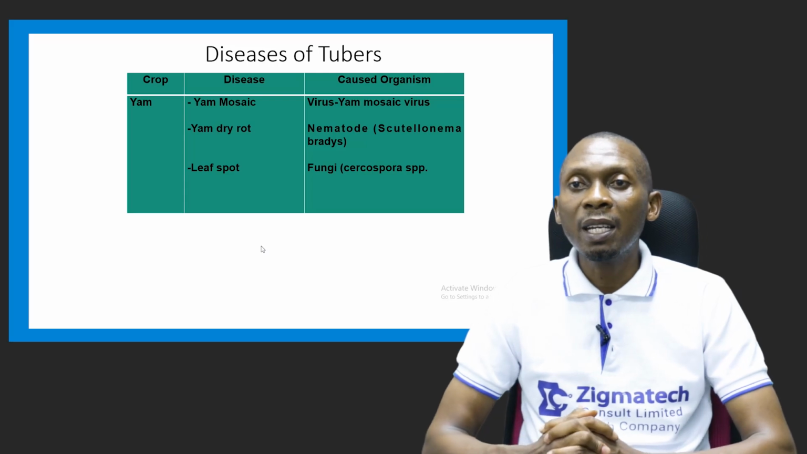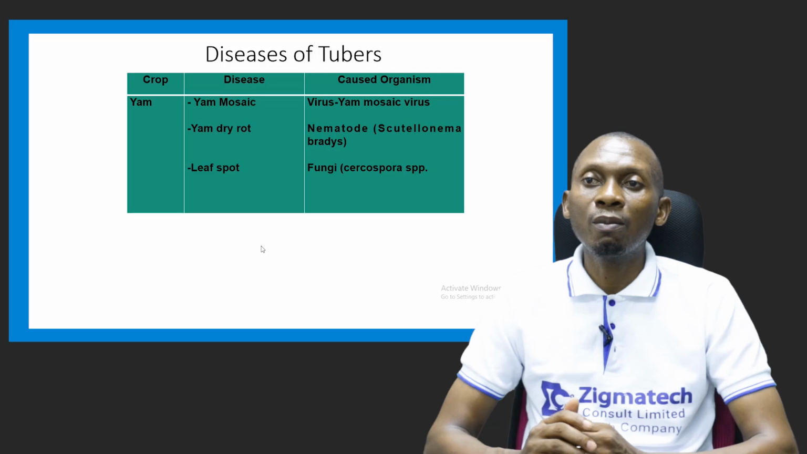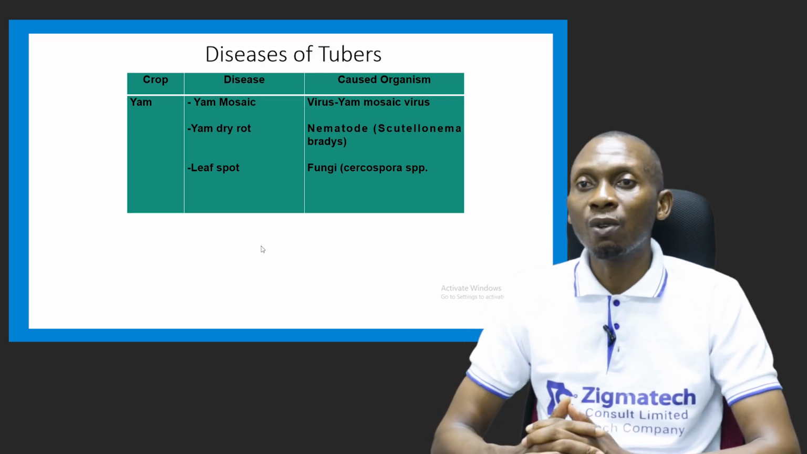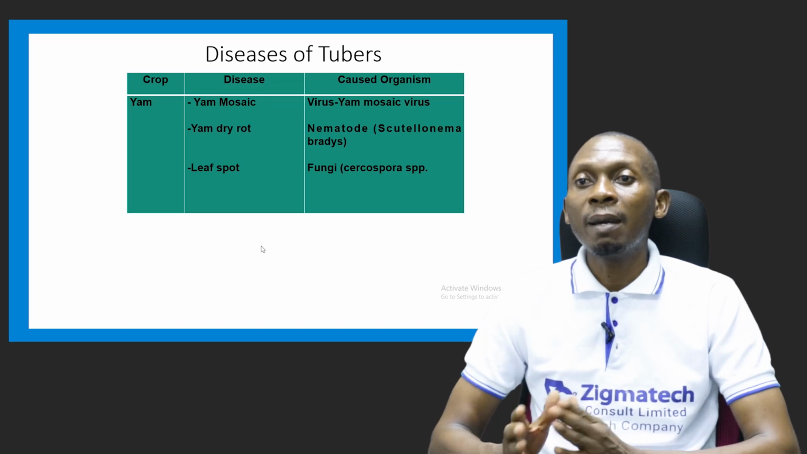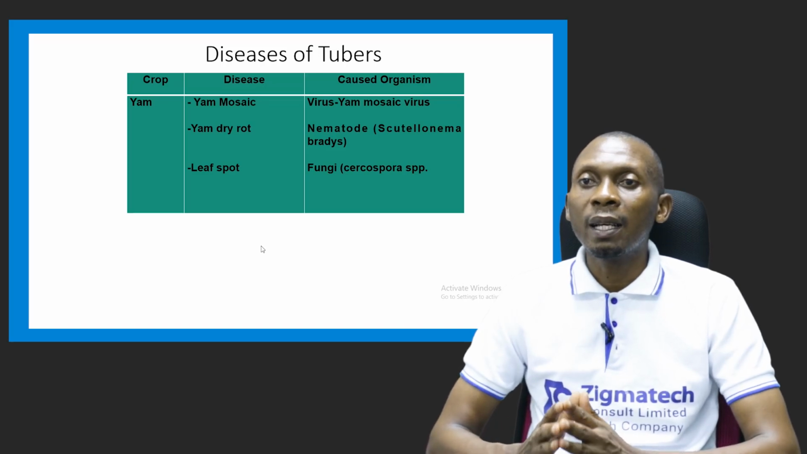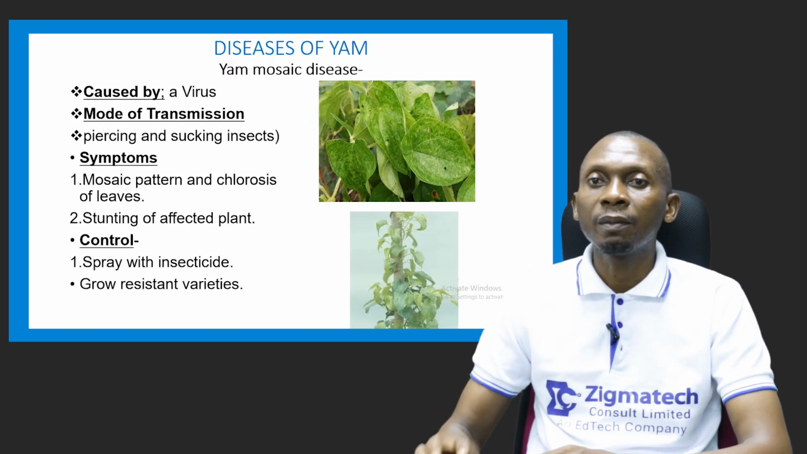So now let's look at yam. We're done with cassava. Yam, the diseases here are yam mosaic caused by the yam mosaic virus. We have yam dry rot caused by nematodes, Scutellonema bradys. That's the nematode disease. Then we have leaf spot, which is caused by fungi, Cercospora species.